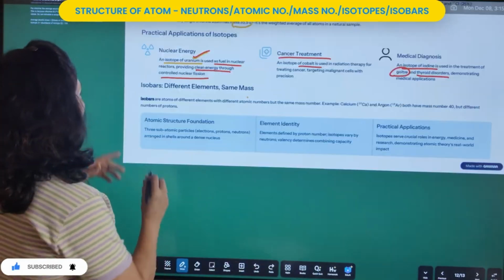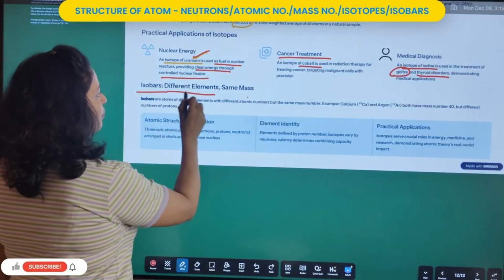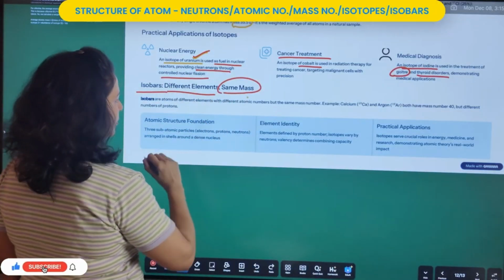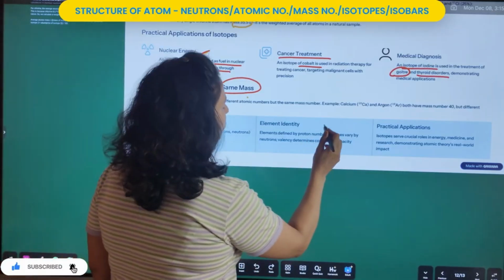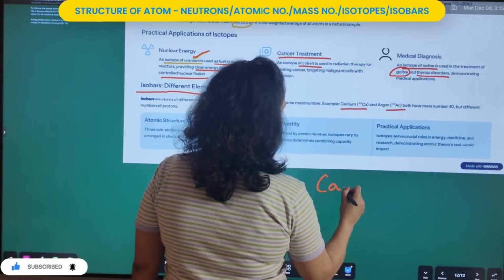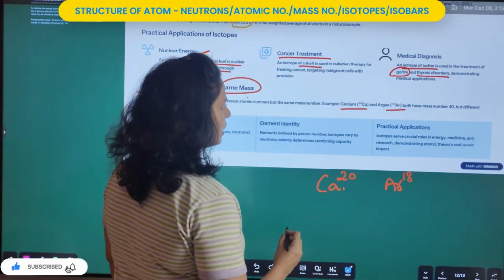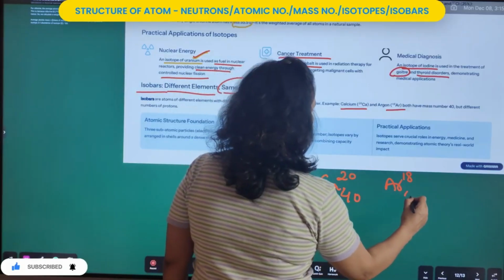So the last concept is about isobars, which are different elements. Okay, they are different elements but they have the same mass. For example, they have given you calcium and argon. Now calcium is atomic number 20 and argon is atomic number 18. But you see their mass number will be 40 and 40.